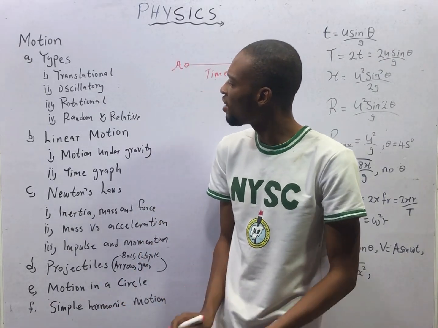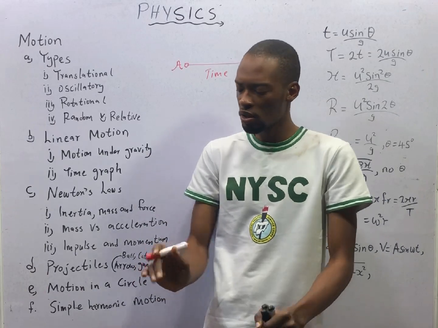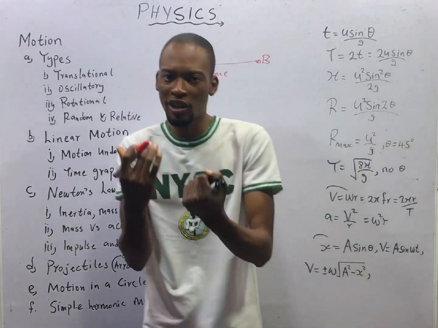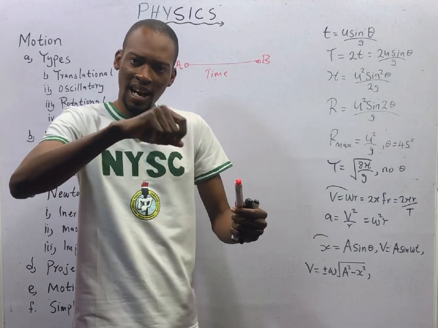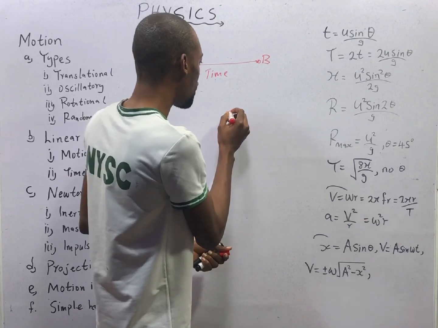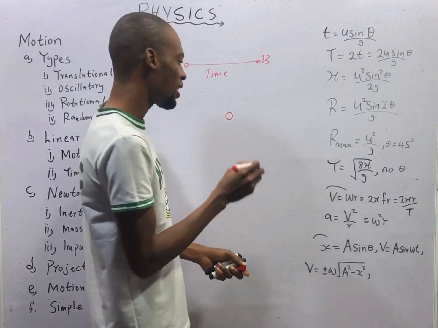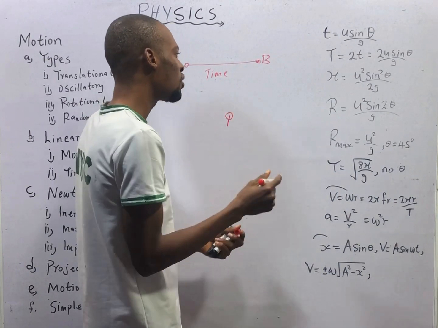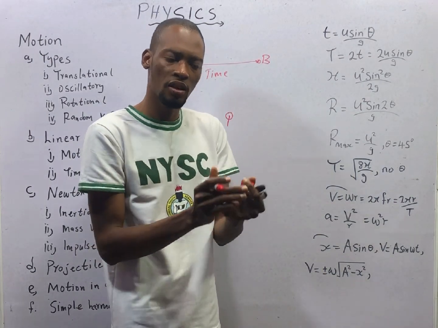Another type of motion we have is rotational motion. Rotational motion is the motion of a body or of an object about an axis or about its own axis. Look at it. If you have an axis here and something is plugged here and it's moving about that axis, we say that is rotational motion.